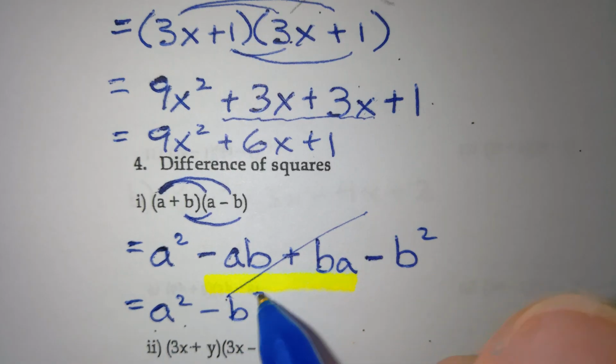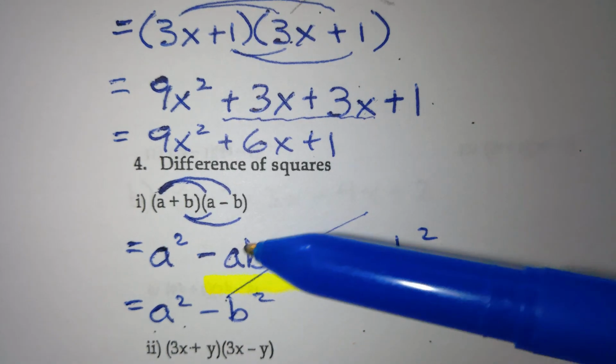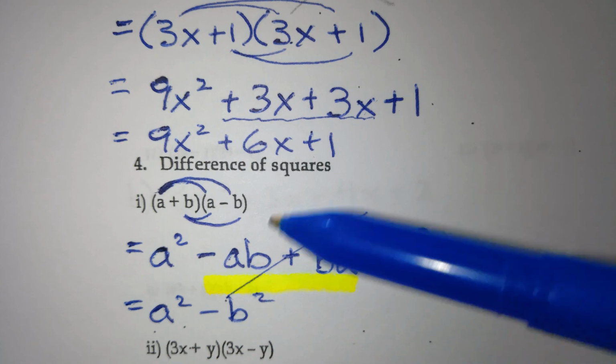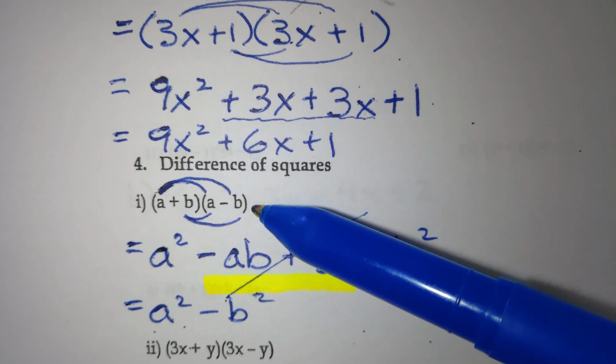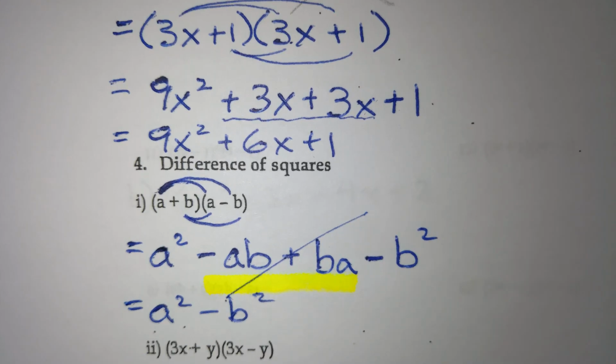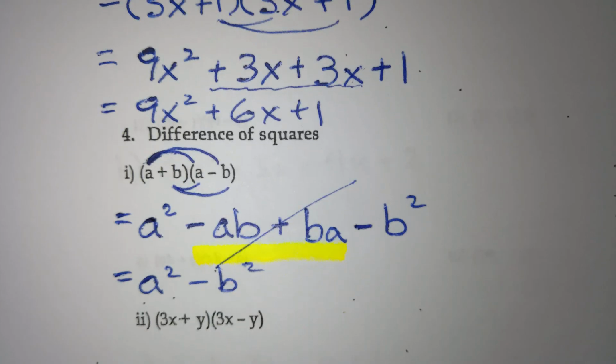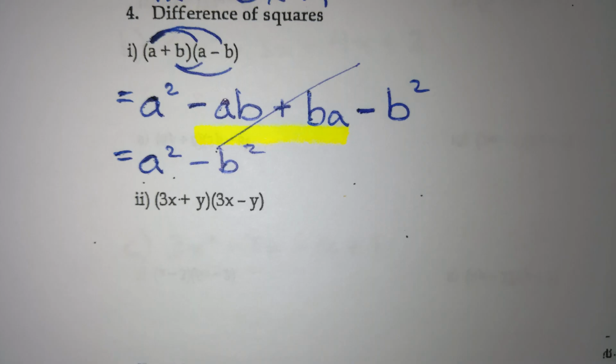Yeah, A squared minus B squared. This is a famous property. It's called difference of square. So A squared minus B squared equals this. Not quite, but yeah. Okay. So it could work for numbers, it could work for letters.